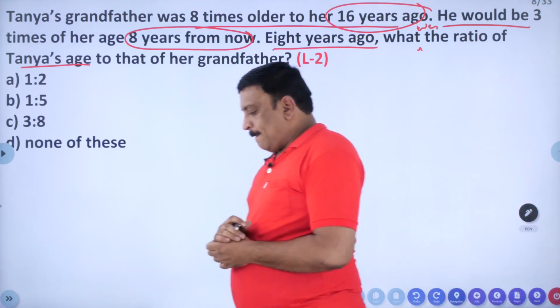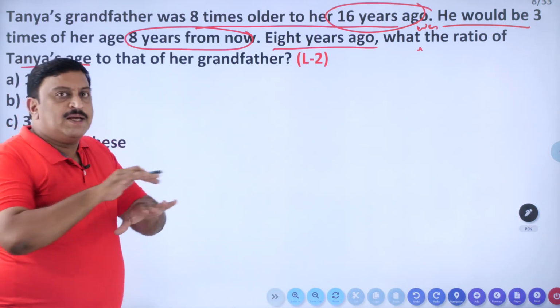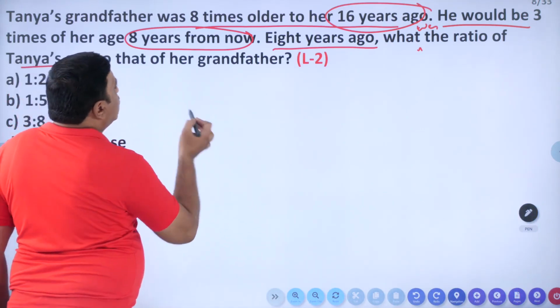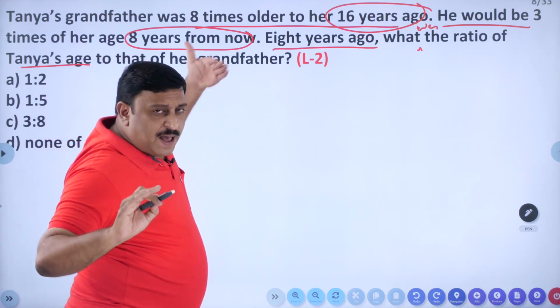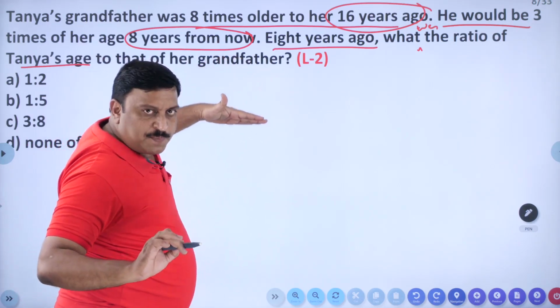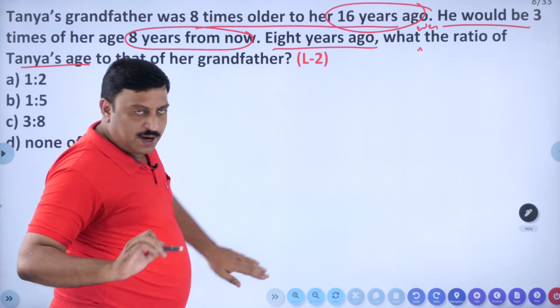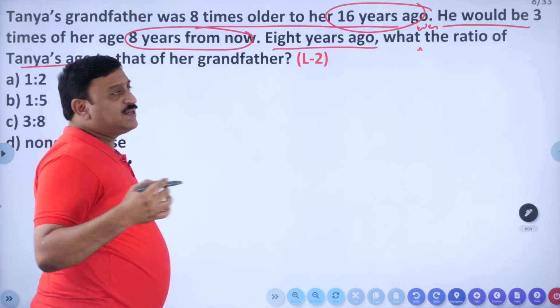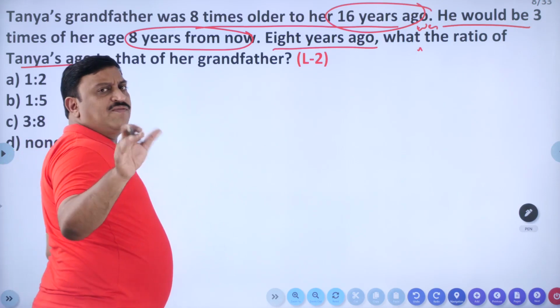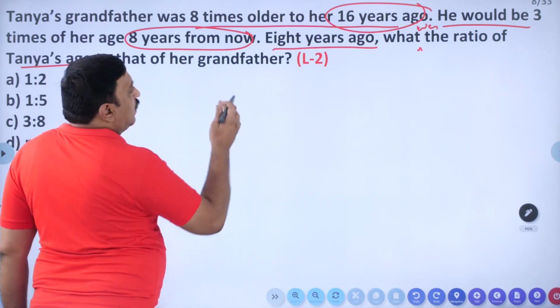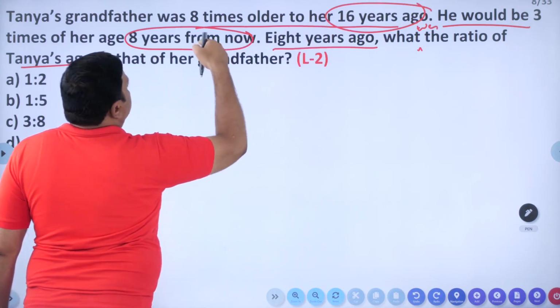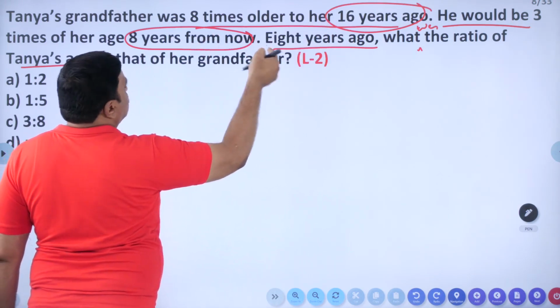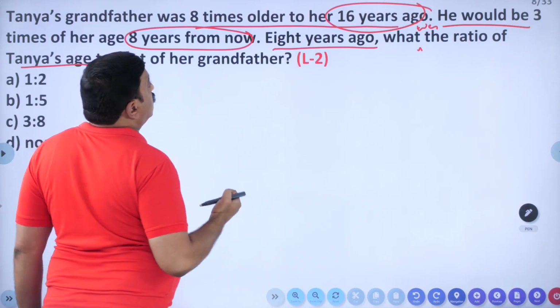First, segregate the data. How to make this? First of all, I need the chronological order. Which is past, I will write on top. Which is present, I will go next. Then future. That will be nice, isn't it? You can do it any way, but this is a systematic way. So 16 years ago first, because there are 16 years ago, 8 years from now, that is after 8 years, and one is 8 years ago.